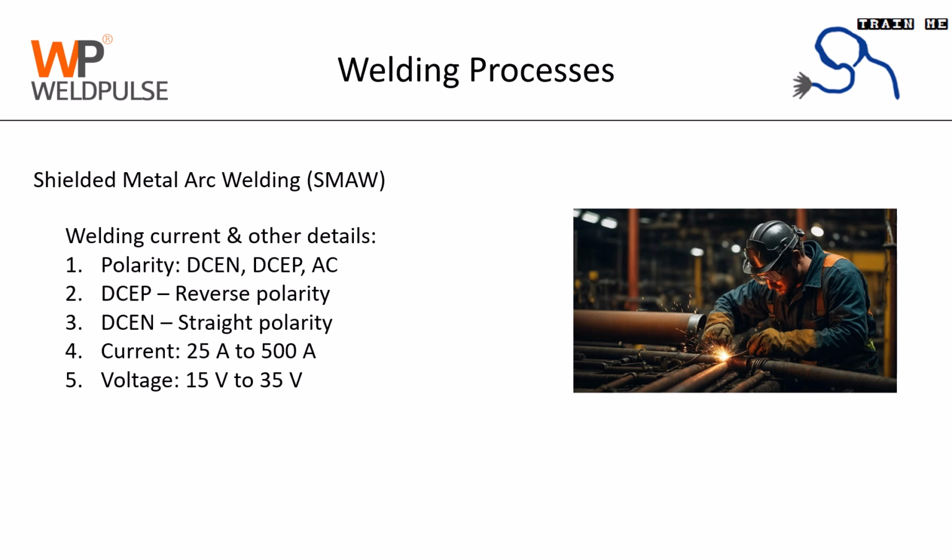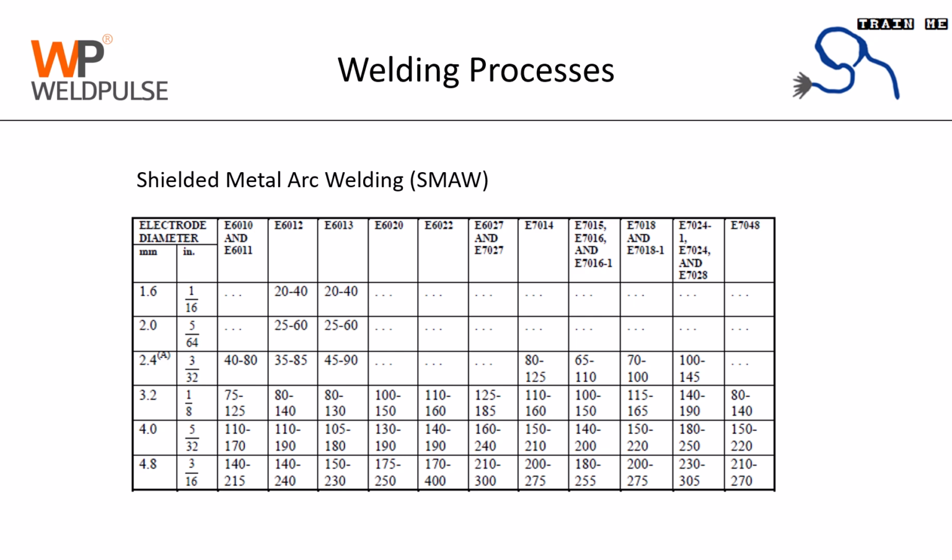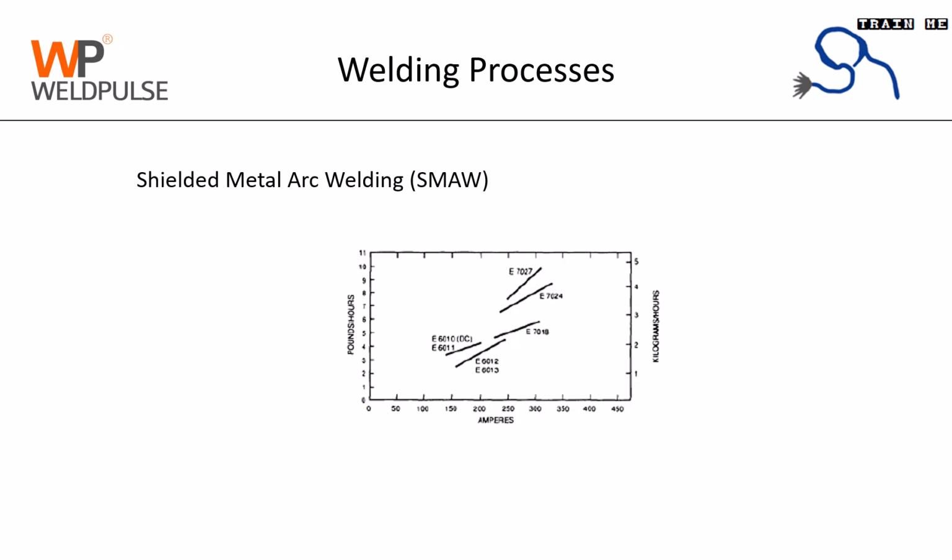SMAW can be used with current ranging from 25 amperes to 500 amperes. Voltage range is from 15 volts to 35 volts. This table presents the amperage data for different electrodes used for the SMAW process. You can refer to this table and use the recommended amperage if you are performing shielded metal arc welding of carbon steel materials. Here you can refer to the deposition rates you can achieve at different amperages. This data is only for the most commonly used carbon steel electrodes.